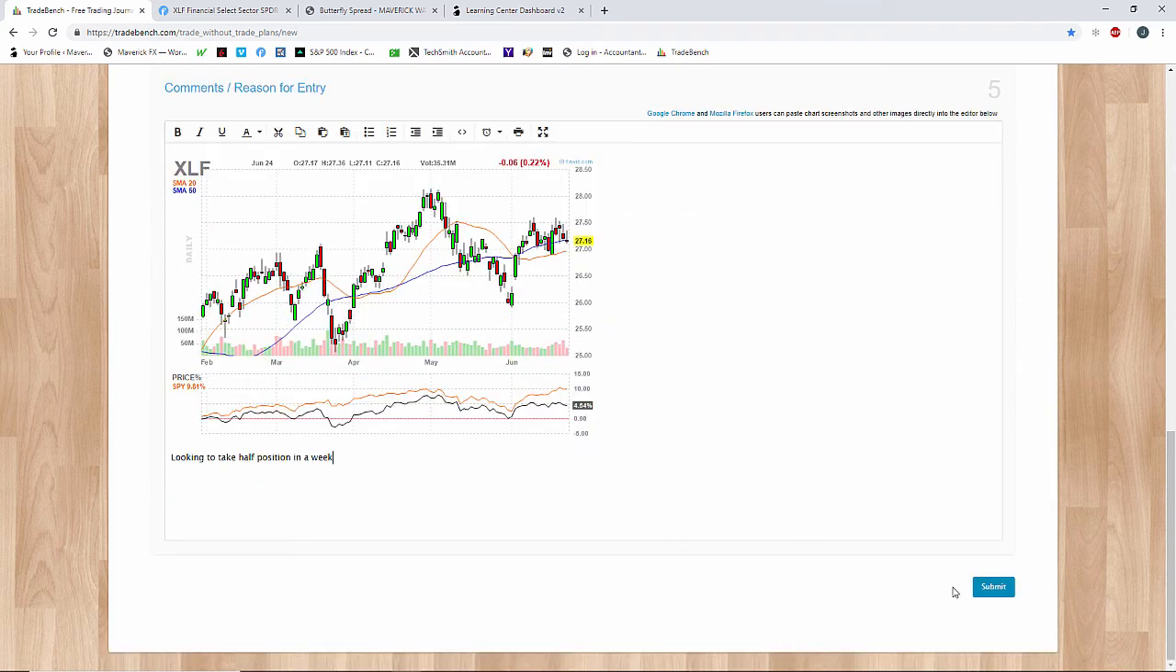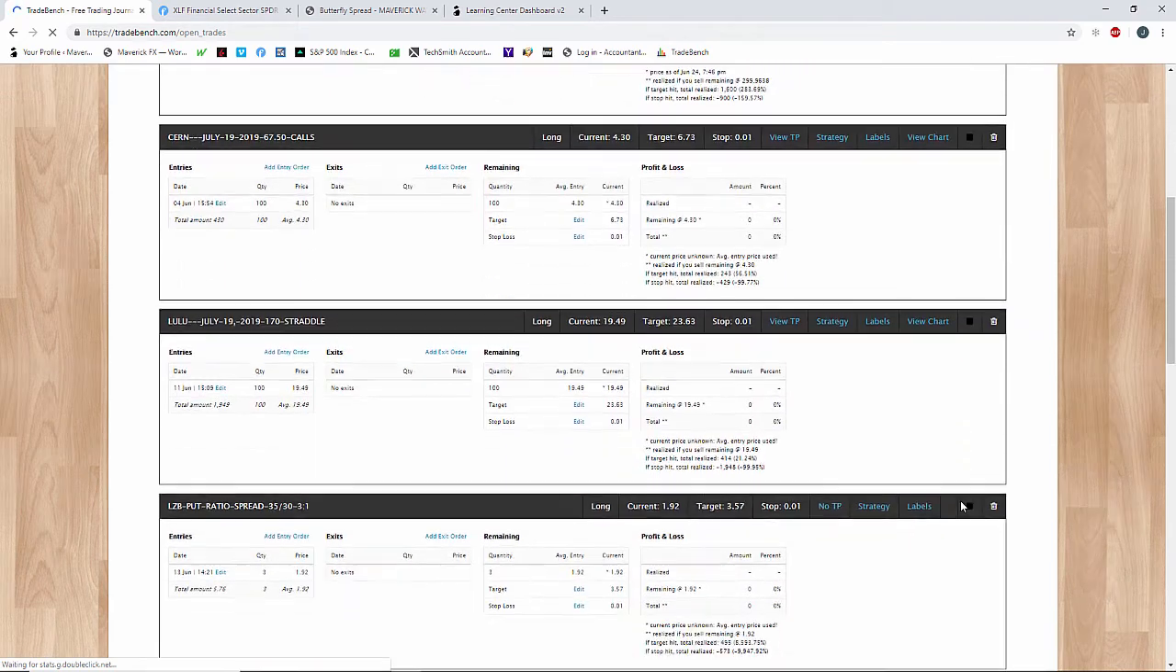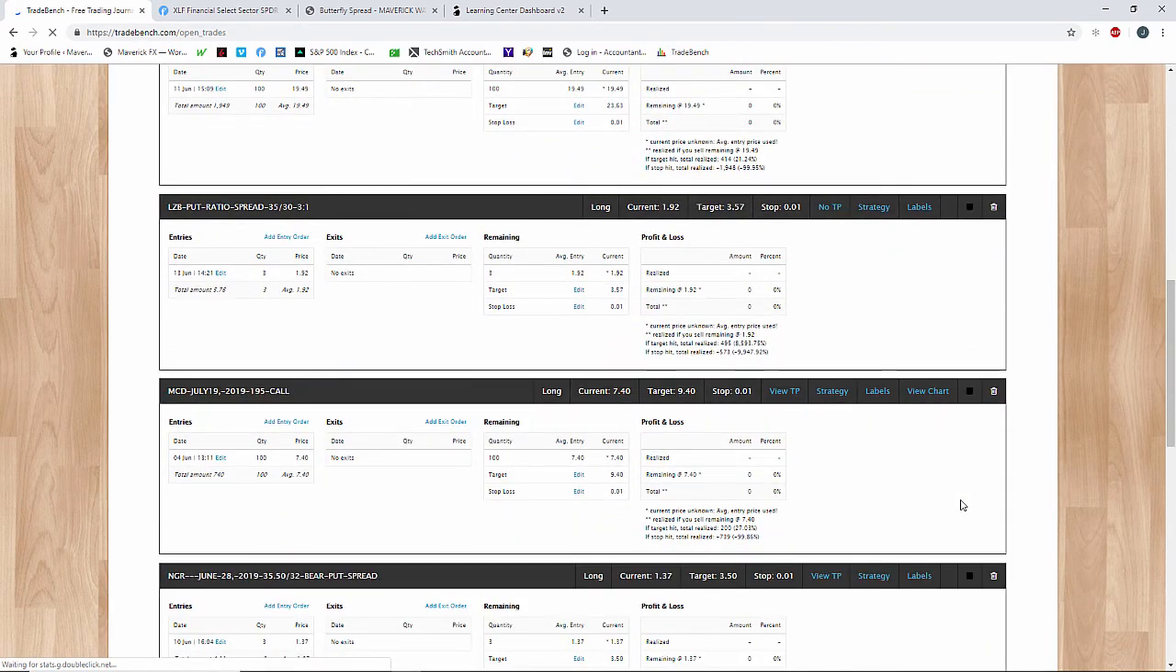Anything you want to put in there. So I'll hit submit, and the trade's active and live. So let's say that we do take half. Let's say we take half off after a week, and it's worth 60 cents, right? So it's worth 60 cents a week before it expires. That's pretty easy to do.